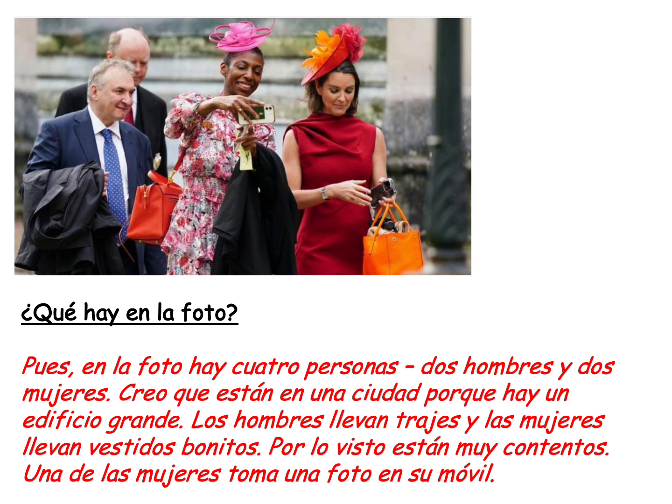Pues en la foto hay 4 personas, 2 hombres y 2 mujeres. Creo que están en una ciudad porque hay un edificio grande. Los hombres llevan trajes, y las mujeres llevan vestidos bonitos. Por lo visto, están muy contentos. Una de las mujeres toma una foto en su móvil. Well, in the photo, there are 4 people, 2 men and 2 women. I think that they're in a city because there's a big building. That to me looks like a big building in the background.